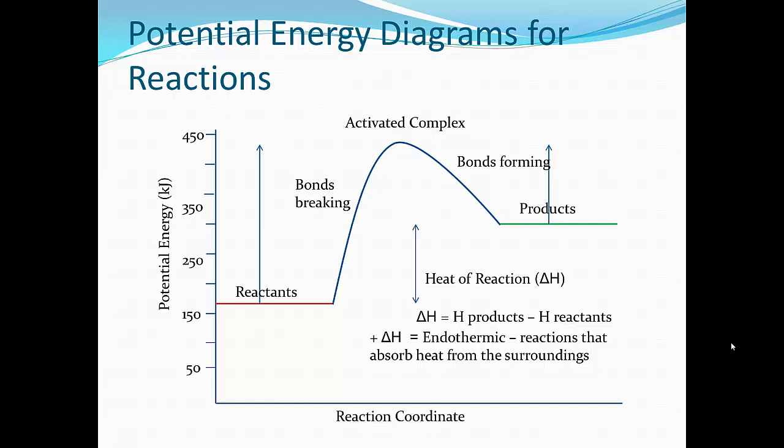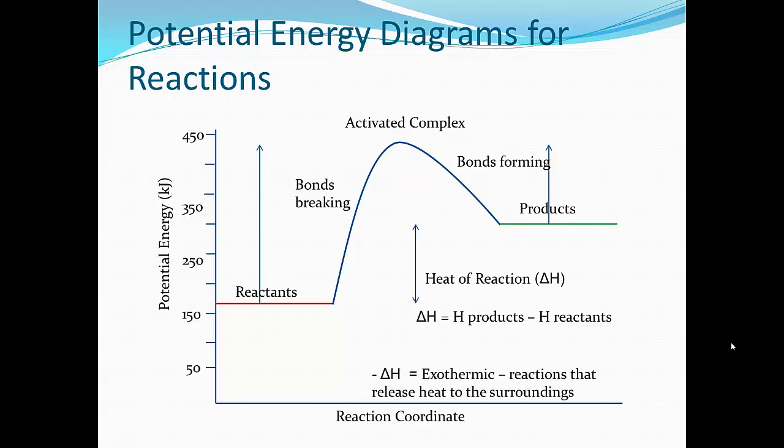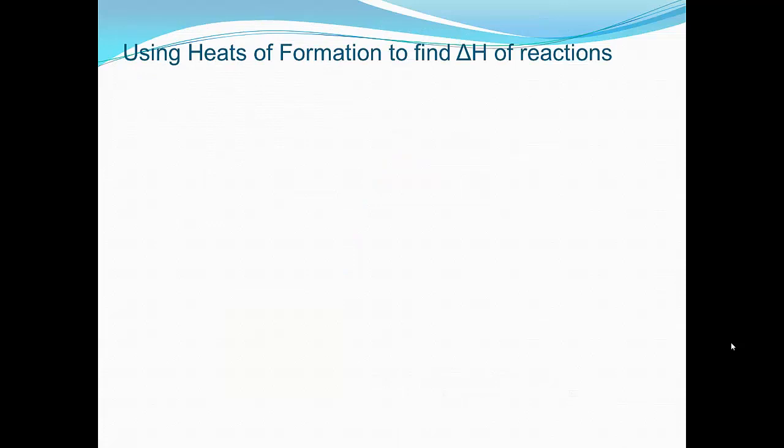We could also have a potential energy diagram that indicated an exothermic reaction, and that is where the system releases heat to the surroundings. So here your product should end up lower than your reactants so that your delta H value would be negative.